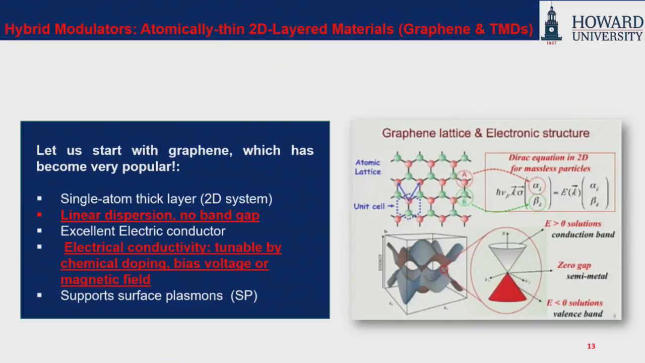Probably what makes graphene interesting is its linear dispersion. And there is no band gap, which means that the particles are able to jump freely from the ground state and delocalize into a higher state with nothing to stop them. There are no energy barriers. And probably one of the most interesting features for our needs is its electrical conductivity, which is tunable by chemical doping, bias voltage, or by a magnetic field.